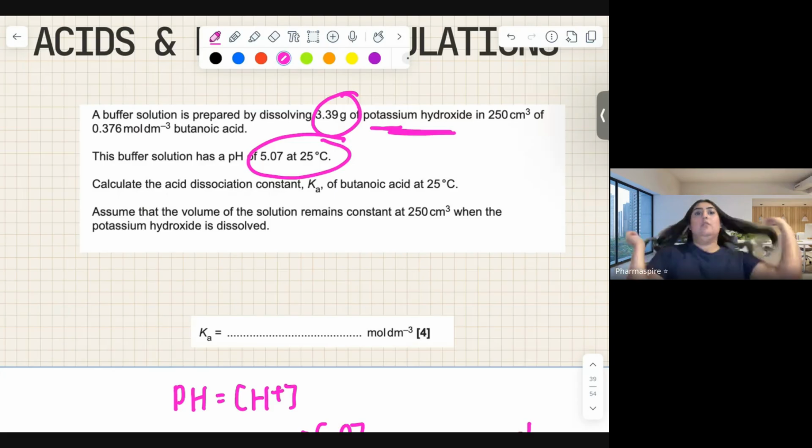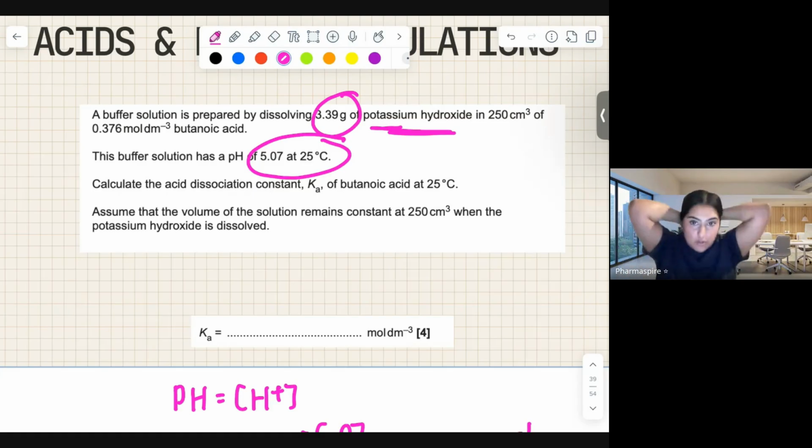Okay. So, have you guys heard of the Henderson-Hasselbalch equation? Have you heard of that? Right. So, they have put it in your spec. You should essentially know it, but if you're doing a buffer question, you want to know the Henderson-Hasselbalch equation, okay? It's a lifesaver. So I'm going to give you guys it.